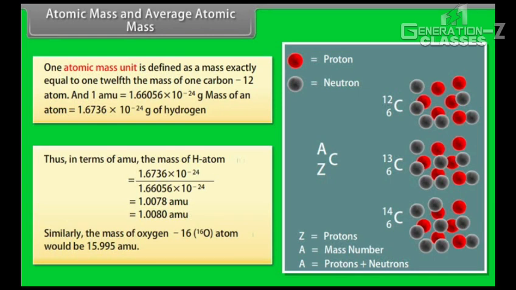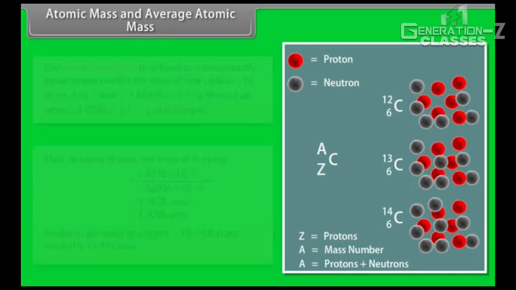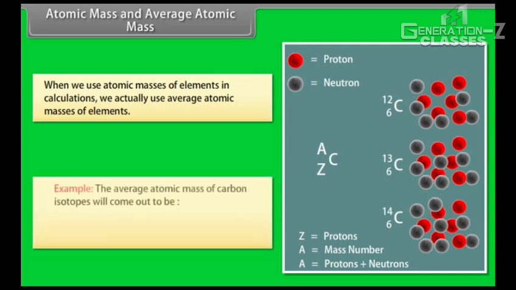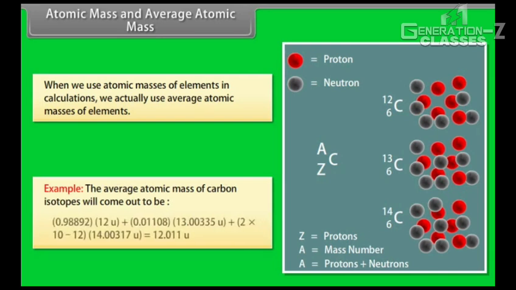Similarly, the mass of an oxygen-16 atom would be 15.995 amu. When we use atomic masses of elements in calculations, we actually use average atomic masses of elements. Example: the average atomic mass of carbon will come out to be 0.98892 × 12 u plus 0.01108 × 13.00335 u plus 2 × 10^-12 × 14.00317 u, which is equal to 12.011 u.